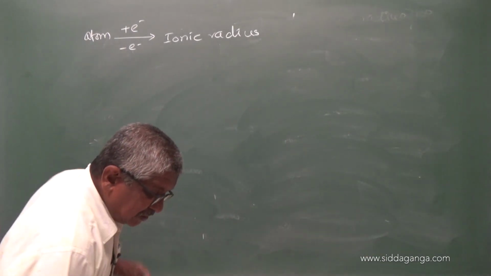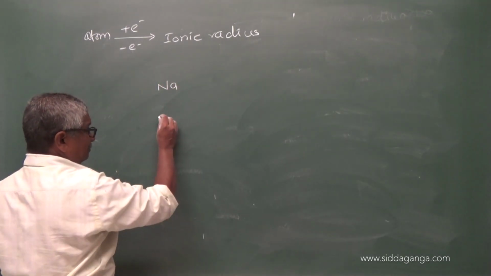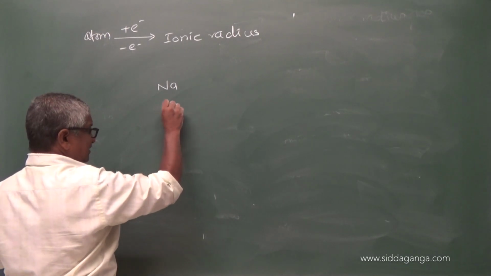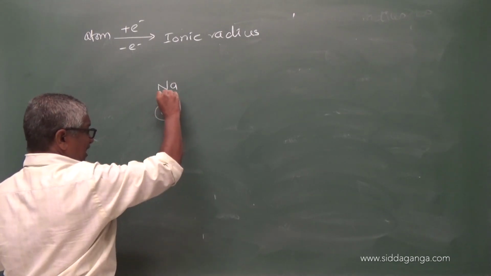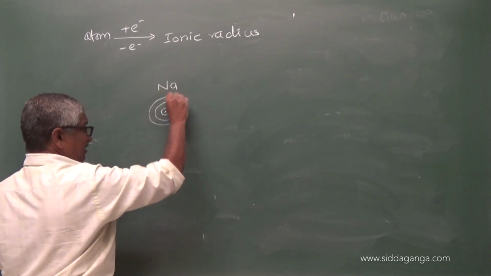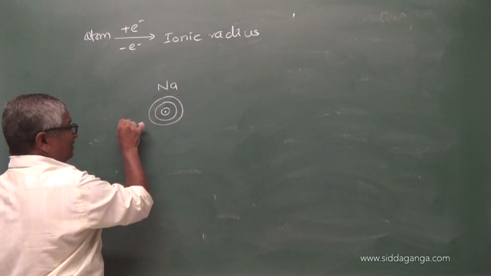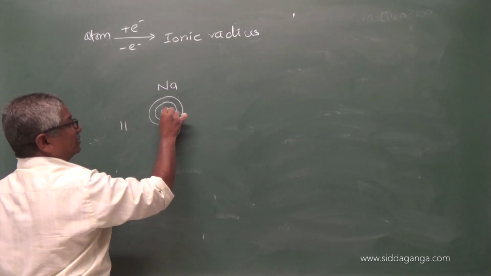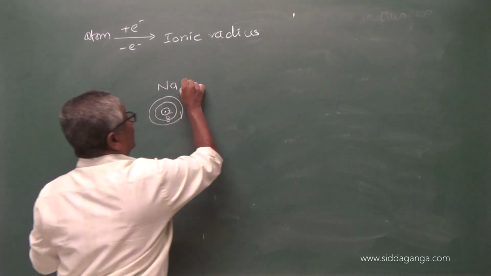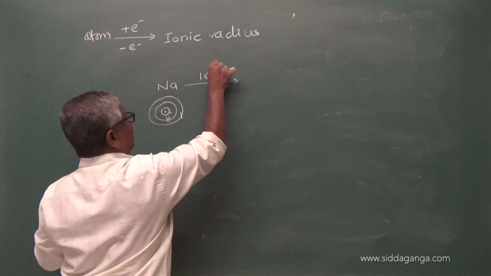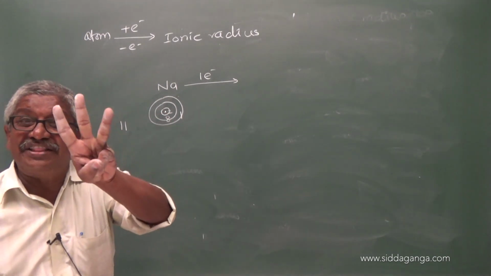Now, sodium has a first energy level, second energy level, nucleus, and the third energy level. Atomic number is 11. The first energy level has 2 electrons, then 8 electrons and 1 electron. Sodium after losing 1 electron, what happens? How many energy levels are there? 3 energy levels are there.